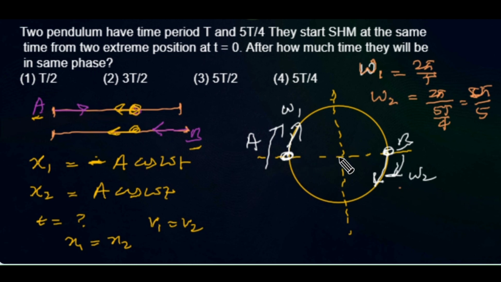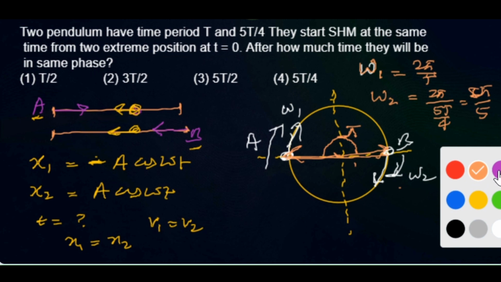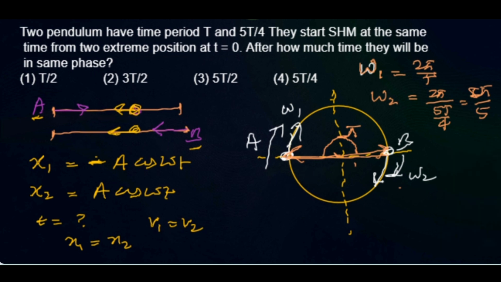And what is the angle difference between them? This is the phasor for B and this one is the phasor for A. The angle difference is π. Correct? So here we can also use the concept of relative velocity. We need to find the time when A catches B, because A has more speed; ω1 is greater than ω2. So A is going to catch B. Basically you need to find the time when A will catch B.